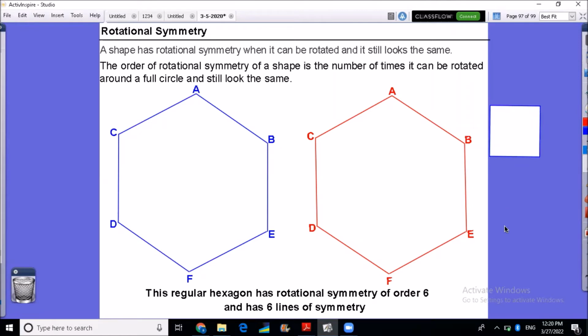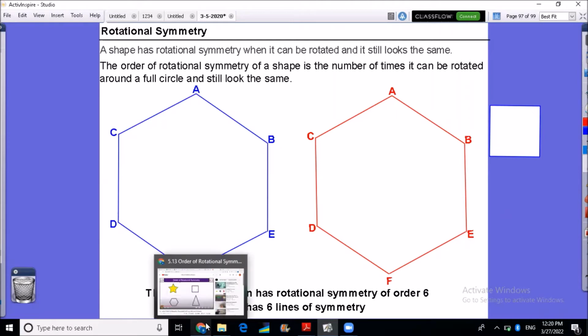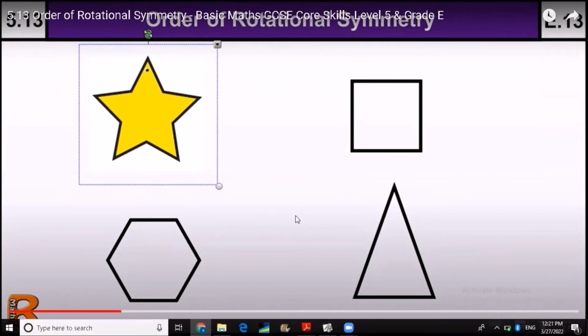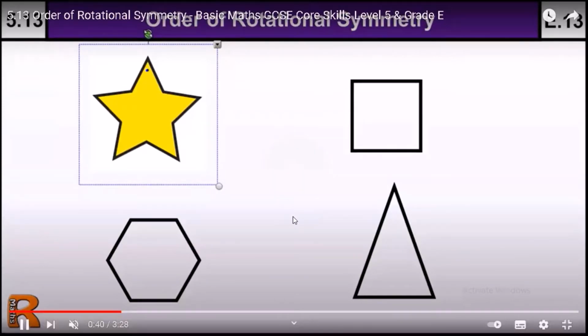Okay, I'm going to use right now a video from YouTube that will help us more with rotational symmetry. All right, here we go. So can you see this star? He drew a point over here just to show you the original part. So let's try to do this. Look at this here.